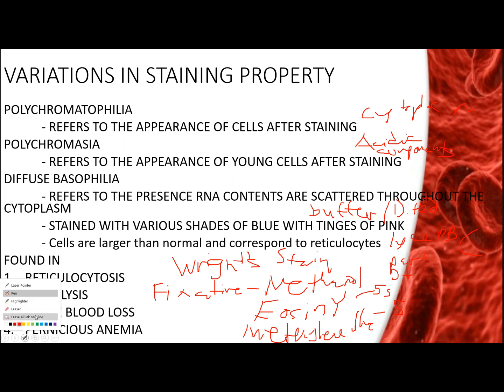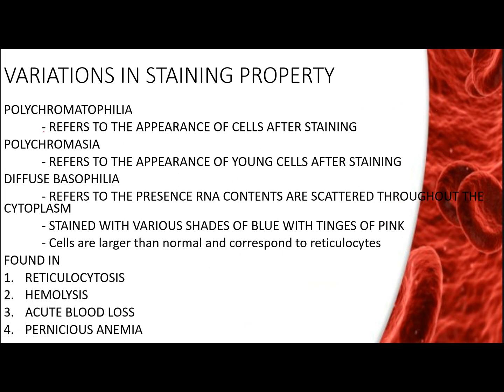So, sige. The first one, yung variation in staining characteristic is yung polychromatophilia. Refers to the appearance of cells after staining. Then, you have your polychromasia. Refers to the appearance of young cells after staining. So, pag polychromatophilia, normal cells or adult cells after staining. Pag polychromasia, appearance of young cells after staining.